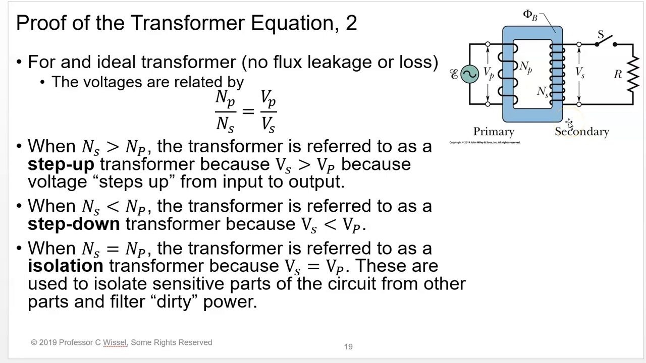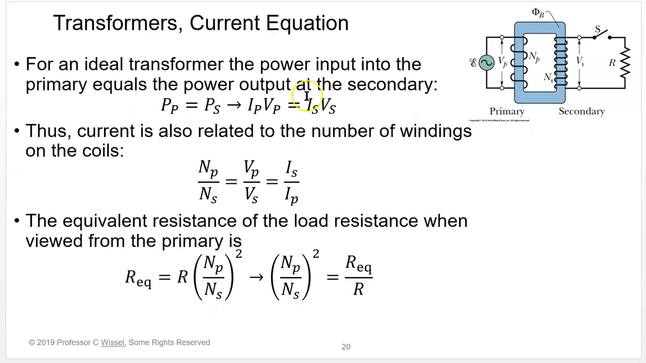When Ns is equal to Np, then the transformer is referred to as an isolation transformer because Vs is equal to Vp. These are used to isolate sensitive parts of the circuit from other parts and to filter dirty power. Now, for an ideal transformer, the power input to the primary equals the power output to the secondary because these things do not create or destroy energy. So the best you can get is the power in equals the power out, and that's equivalent to saying that the energy in equals the energy out. Most transformers do have some losses, but we're not going to talk about that in this class. If you did ever come across something like that, you'd include another term over here to account for the loss.